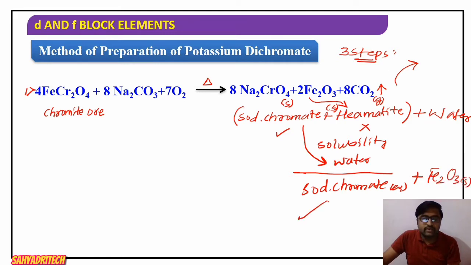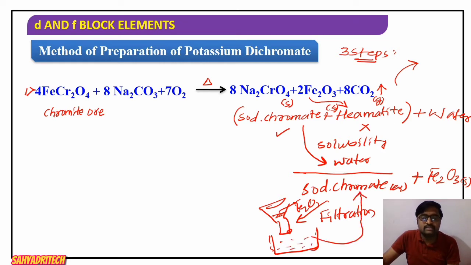Further, what do we do? This mixture is subjected to filtration. So on filtration, what happens? When we filter this mixture, the iron oxide Fe2O3 remains on the filter paper, and the filtrate we collect contains aqueous sodium chromate. So that filtrate is collected.